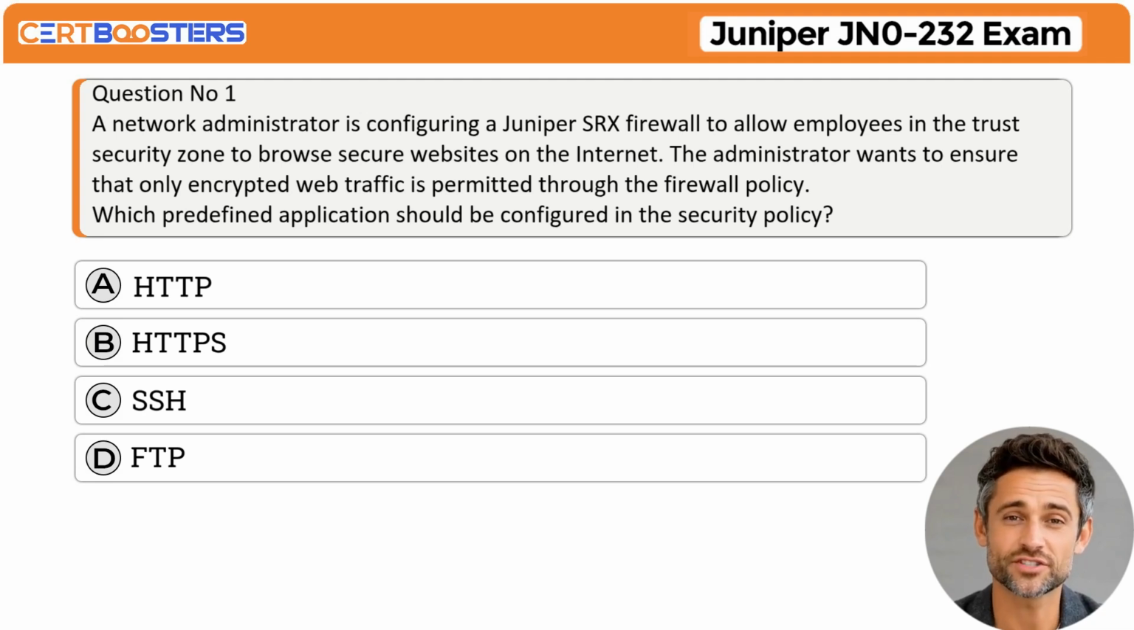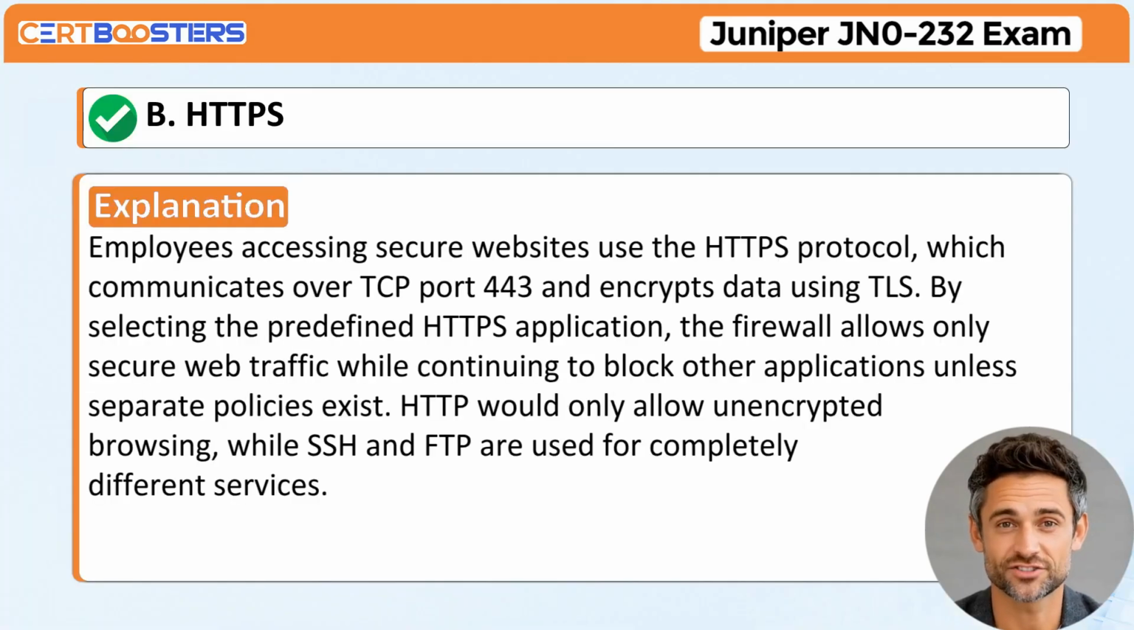Question number 1. A network administrator is configuring a Juniper SRX firewall to allow employees in the Trust Security Zone to browse secure websites on the internet. The administrator wants to ensure that only encrypted web traffic is permitted through the firewall policy. Which predefined application should be configured in the security policy? A. HTTP. B. HTTPS. C. SSH. D. FTP.